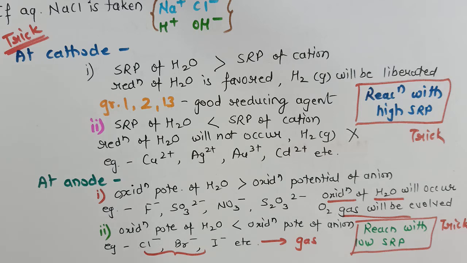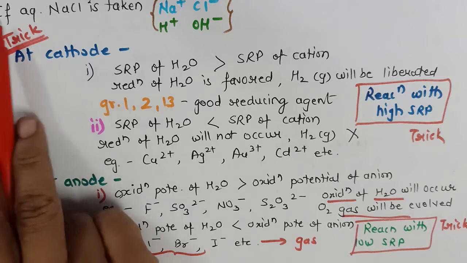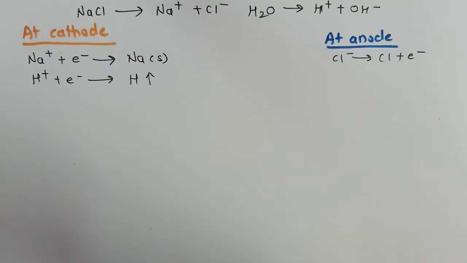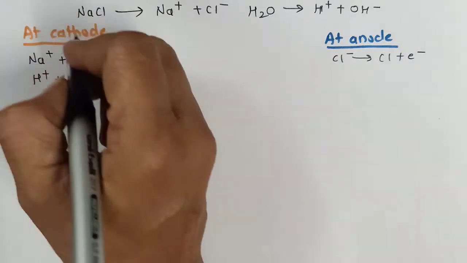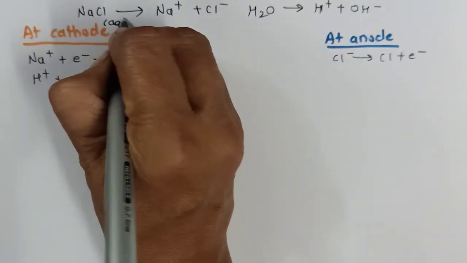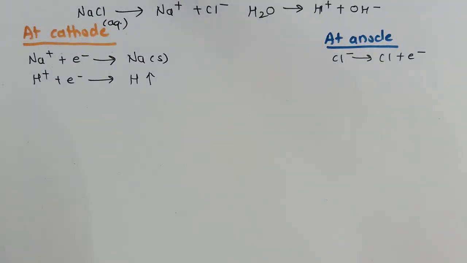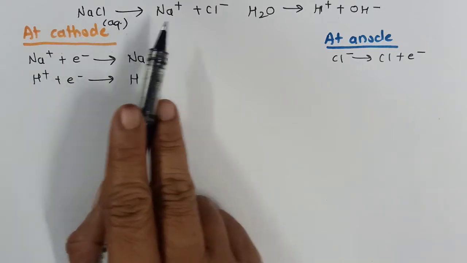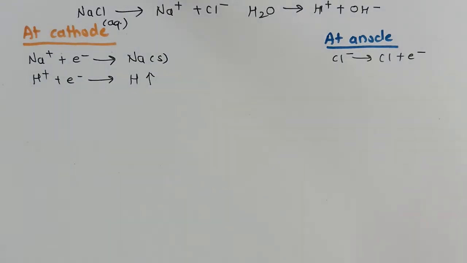Now keeping all these points in mind, we will solve our question of electrolysis of aqueous NaCl. When we are discussing electrolysis of aqueous NaCl, this is in the form of aqueous. There are two reactions occurring. Aqueous sodium chloride dissociates into Na+ and Cl-. Water dissociates into H+ and OH-. So we have two cations and two anions in the solution.